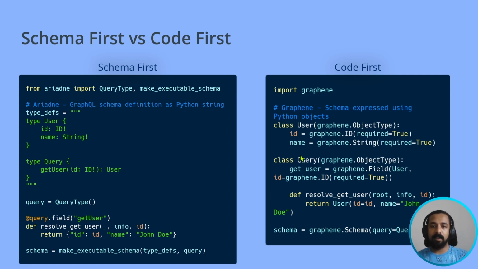Similarly, we have a similar syntax for the query, and we define the resolver in a similar way to Ariadne. So in the code first example, we are abstracting away the complexity of the GraphQL SDL from the user, and we are just using our Python objects to define our GraphQL schema. In this demo, I'll be using another code first library called Strawberry.